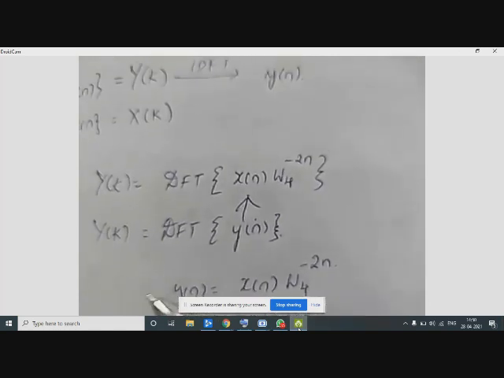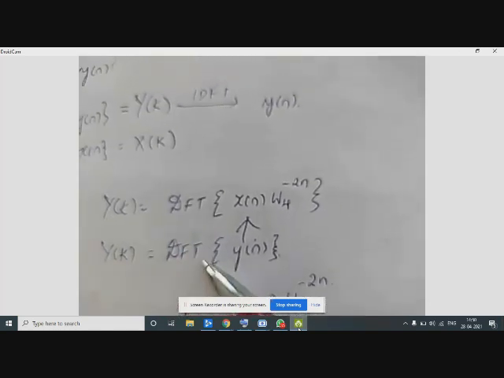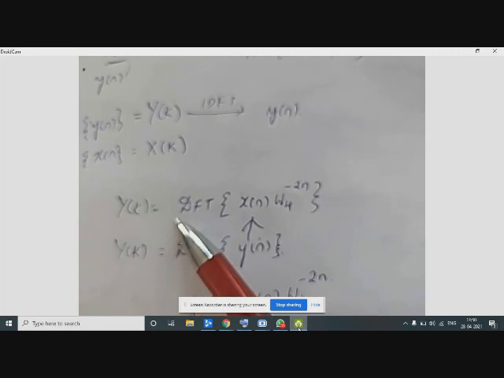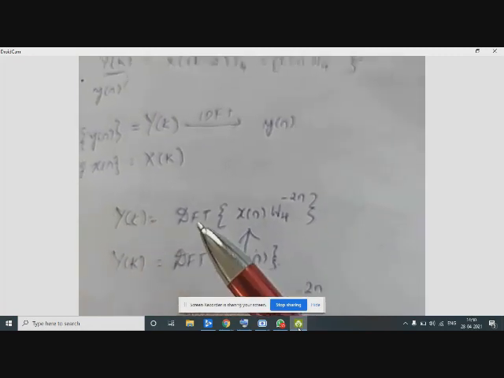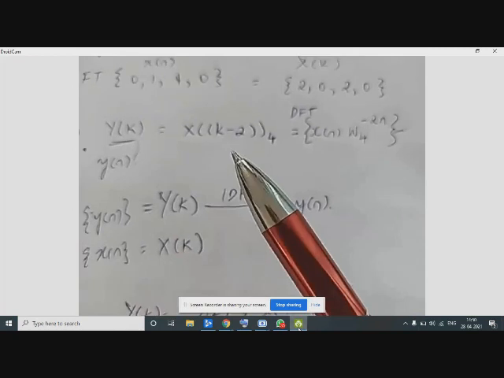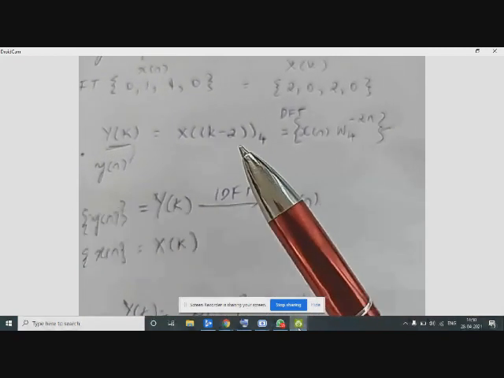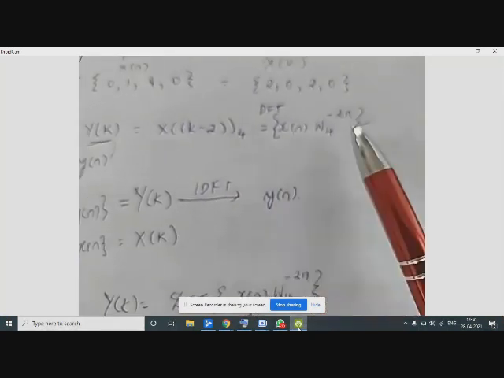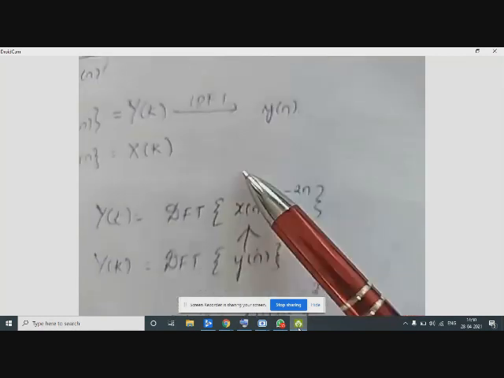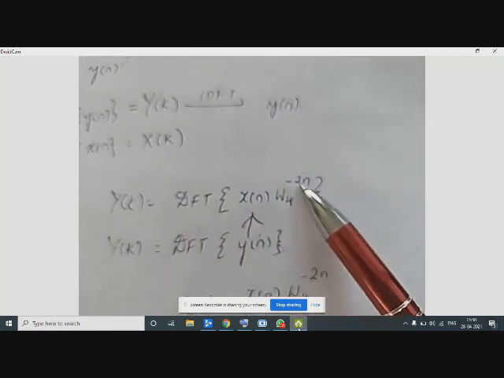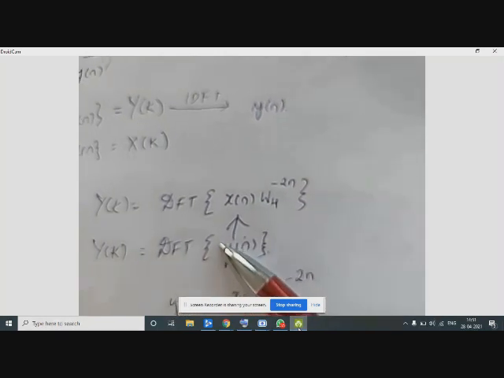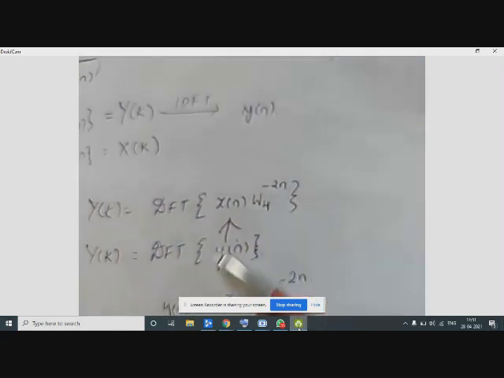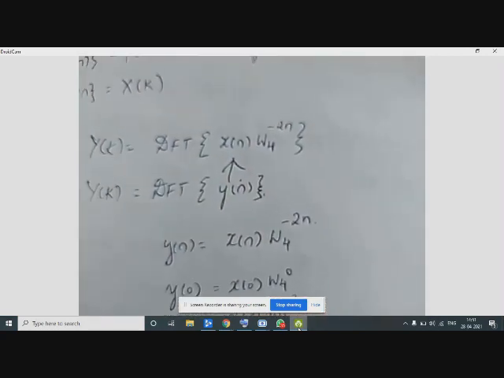See this equation. You know y of k is nothing but DFT of y of n. But in the question it is given y of k is equal to x of k minus 2. This is given in the question. But according to the frequency shift, what is the DFT of x of k minus 2? It is the DFT of this one. So you can write y of k is nothing but DFT of this. So y of k is also DFT of y of n. Y of k is also DFT of x of n into W4 power minus 2n. So you equate these terms. That's all. That is what I have done here.